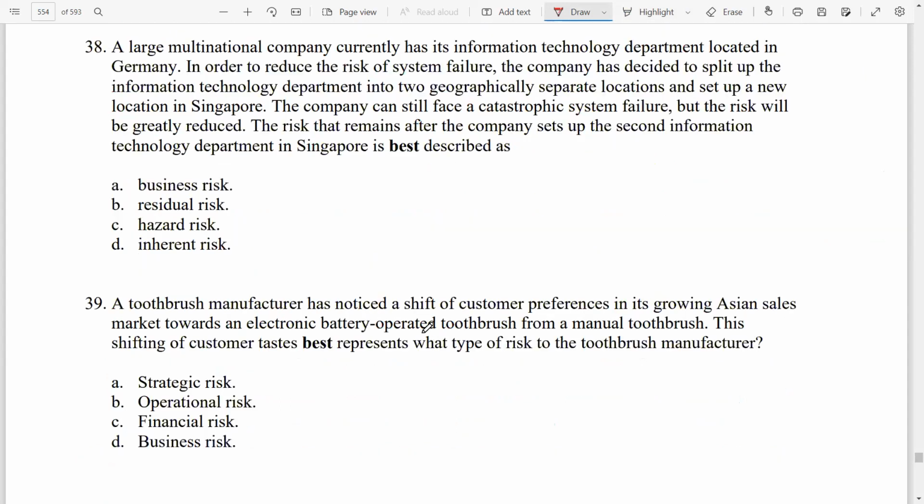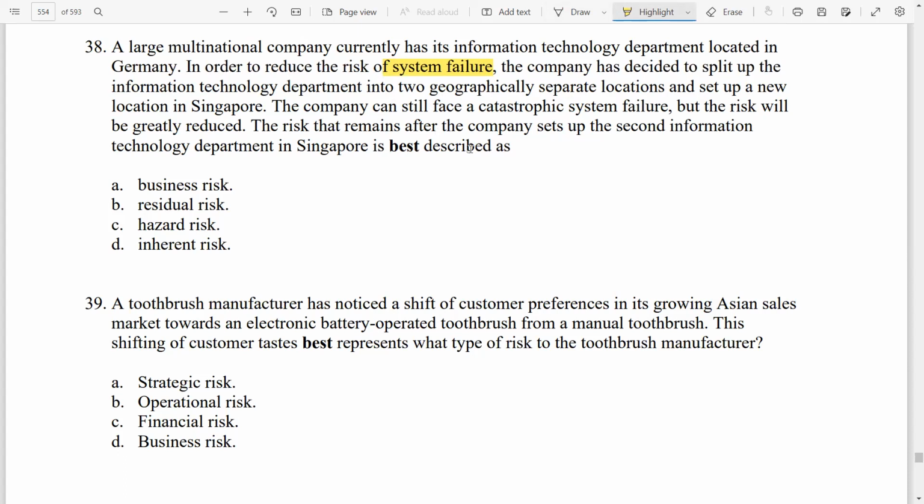Question number 38. A large multinational company currently has its information technology department located in Germany. In order to reduce the risk of system failure, the company has decided to split up the information system department into 2 geographically separate locations and set up a new location in Singapore.